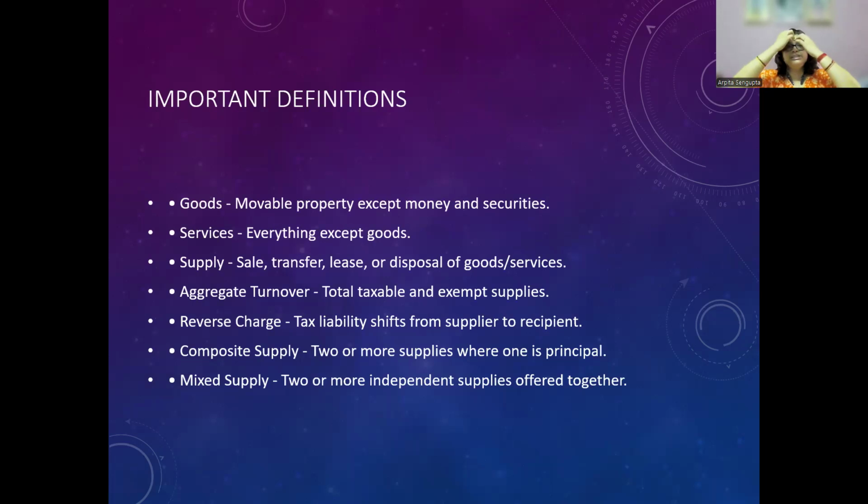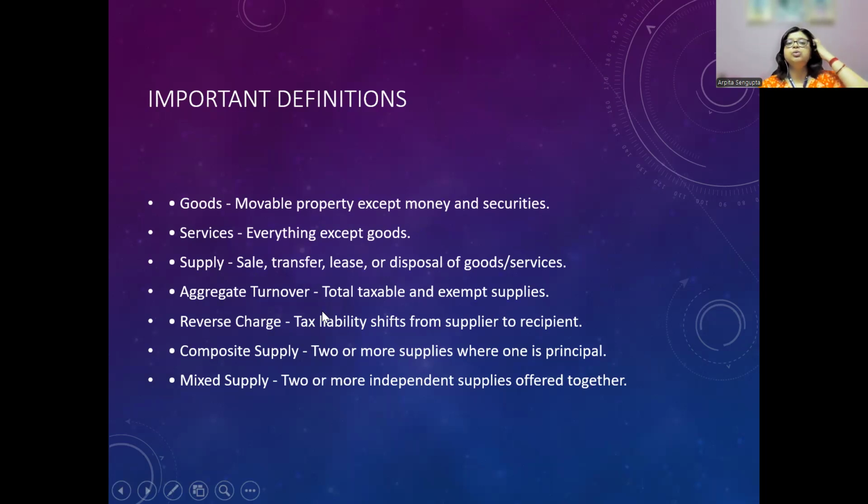Important definition. GST is applicable on goods. What are goods? Goods are movable property except money and securities. Regarding movable property, in the case of immovable property, such as land, GST is not applicable. Services means supply of services except goods, everything except goods. Supply means sale, transfer, lease, or disposal of goods or services.